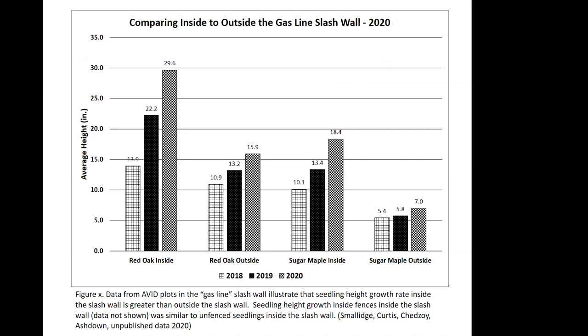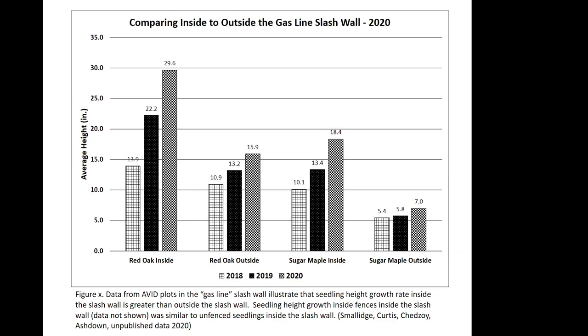What we see are red oak seedlings inside and outside the slash wall, and sugar maple inside and outside the slash wall. So the red oak, we see a couple of things. First, that the height growth is much greater on the inside than on the outside. After 3 years, we have double the height inside than outside. And these seedlings were more or less randomly selected. We did not pick the biggest and best stems. So you can see red oak growth rate and sugar maple growth rate inside are both much greater than outside.